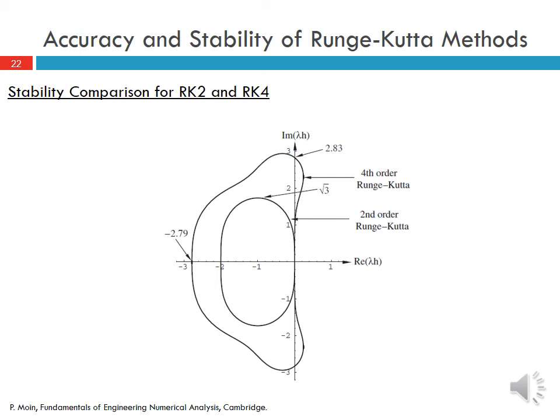And this is just a comparison of the stability regions for both RK2 and RK4. And so RK4 does actually contain a large portion of the imaginary axis, so it should be stable for oscillatory solutions within the appropriate range of lambda h.